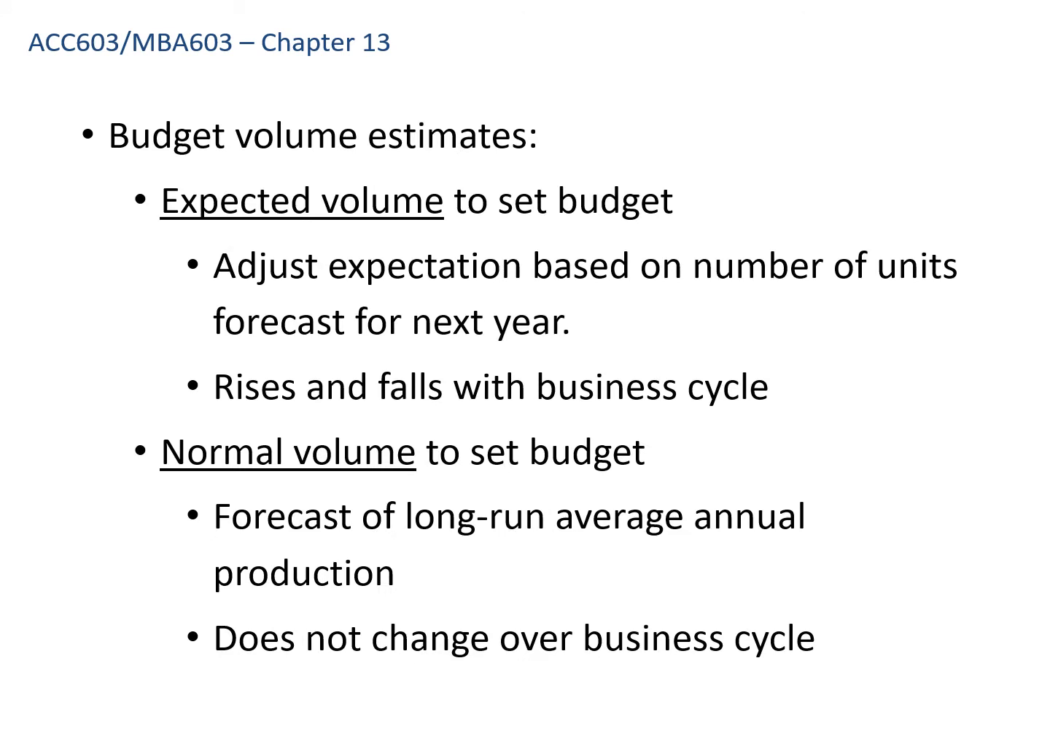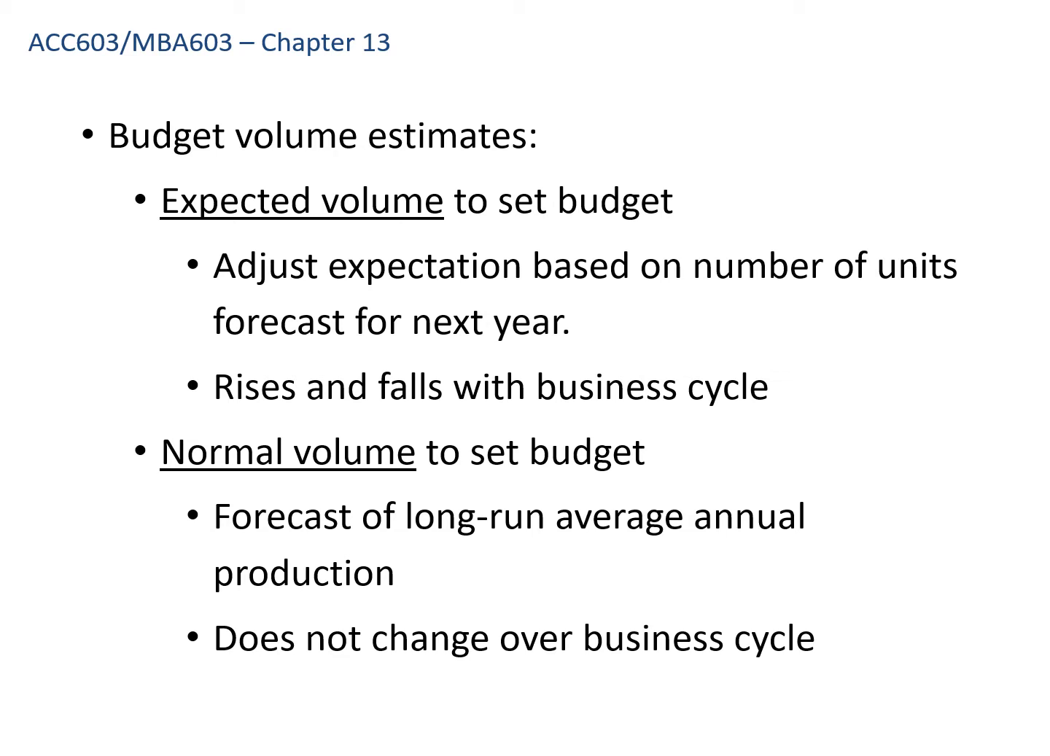In terms of volume for doing predetermined rates, there's one of two ways to do it. There's either what we actually expect to happen in the upcoming year, kind of our best crystal ball forecast of what we think is going to happen, or we could use the normal long run volume, kind of what the factory is built to do. So the book expresses a preference for normal volume over expected volume.